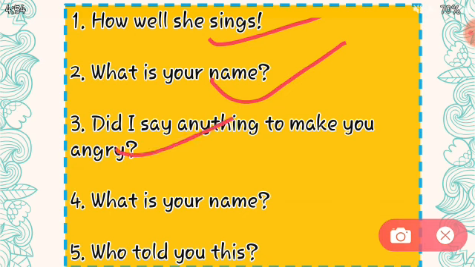Number three, did I say something to make you angry? It also ends in a question mark and asks a question. It is an interrogative sentence. Number four is, what is your name? The sentence once again ends in a question mark and is a question. So it is also an interrogative sentence. The next one is, who told you this? This also ends in a question mark and asks a question. That is why it also is an interrogative sentence.